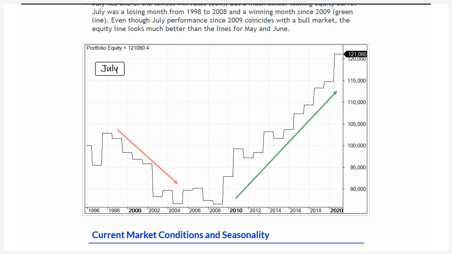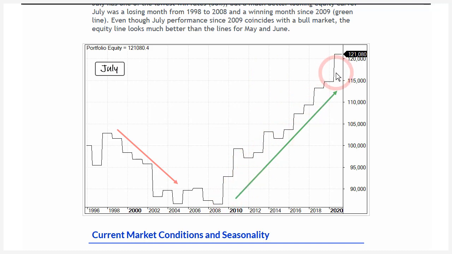So here is July, and July looks a lot different than May and June. So if you look at July, it started off rough from 98 until 2008. But since 2009, July's been a very good month for the S&P 500. So that suggests that maybe we're going to have a rough patch in May and June, work off some overbought conditions. And then if we get a bullish setup and we break out in July, it's going to have this bullish tailwind that the month of July has had over the last 10 years.